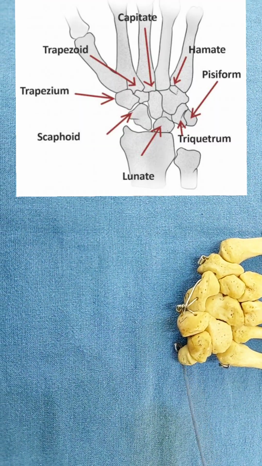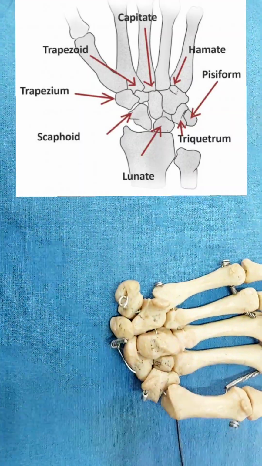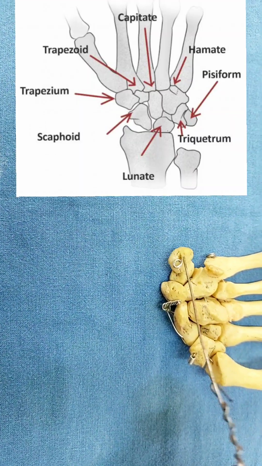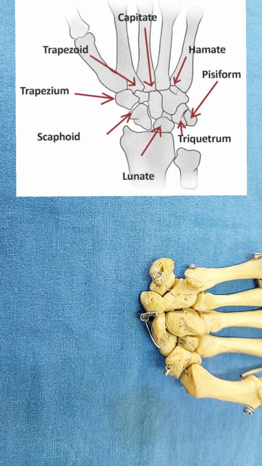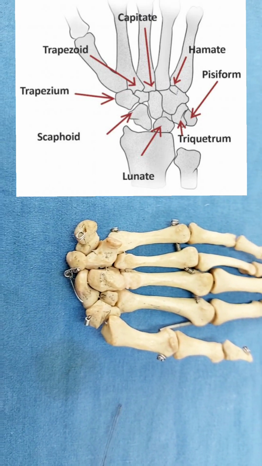Pisiform is well identified from the palmar side. This is the pisiform. This is one of the examples of a sesamoid bone. It develops under the flexor carpi ulnaris.